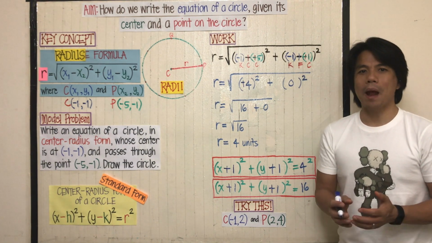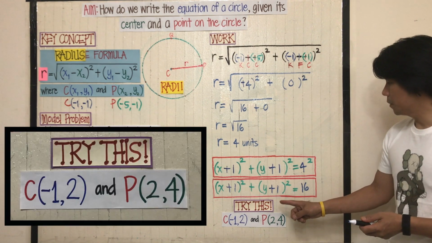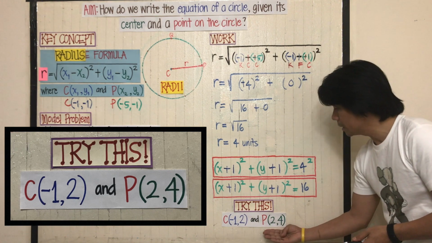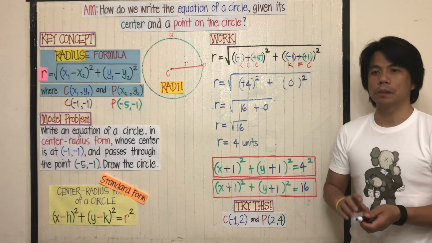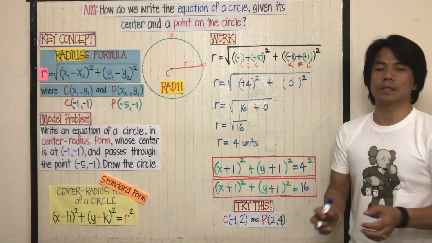As we all know, practice is the secret of math. So go ahead and find the equation of the circle in center radius form given the center and a point on the circle. And then what I want you to do is to check out the next video where I'm going to show you the answer to this.